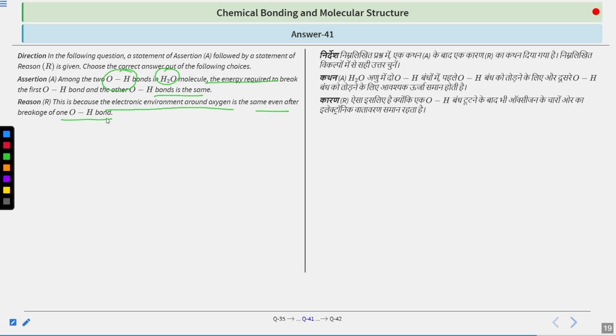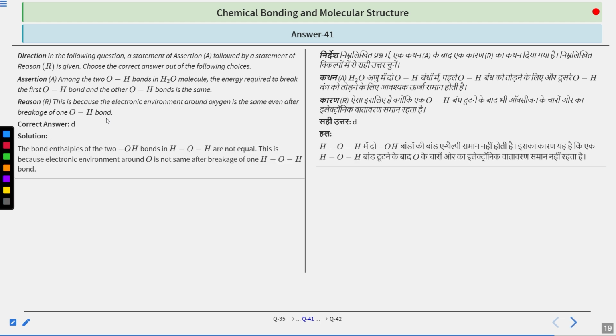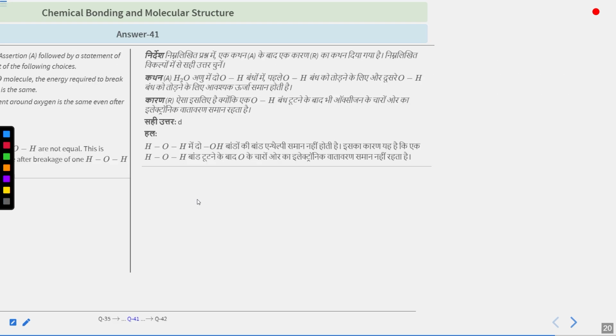So, first of all, the correct answer is D. The bond enthalpies of the two OH bonds in H2O are not equal. The assertion claims they are the same, but they are not equal, and that is due to the different electronic environment of oxygen. So the reason is correct in saying the environment changes, but the assertion is not correct. Clear? Now moving on to the next question.